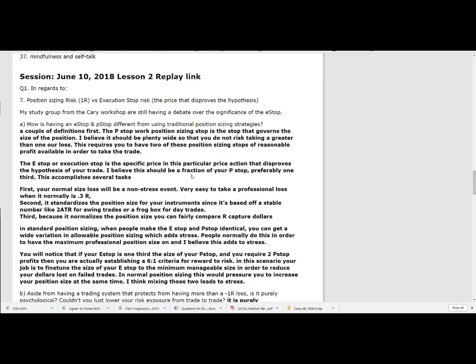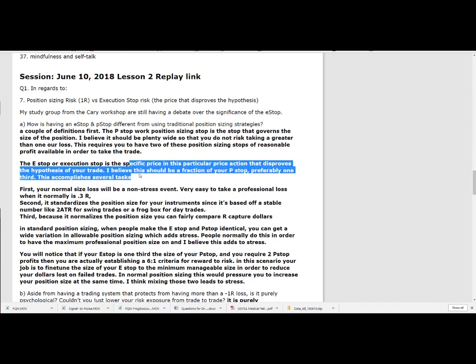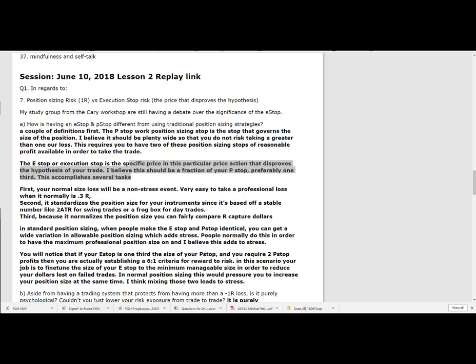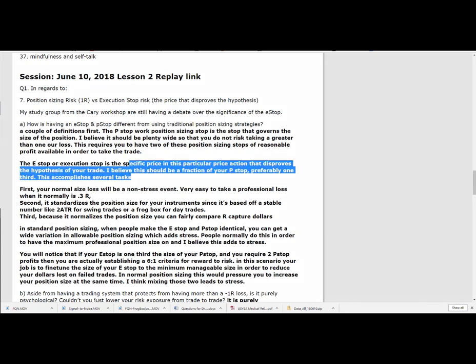The execution stop, on the other hand, is the specific price in a particular price action that disproves the hypothesis of this specific trade. And I believe that this should be a fraction of your position sizing stop, preferably about 1/3 or less, so that this will accomplish several tasks. So first, let me draw a quick sketch so you can see where we're coming from on this one.